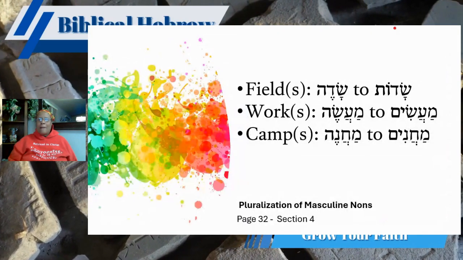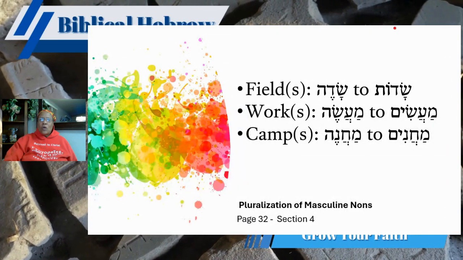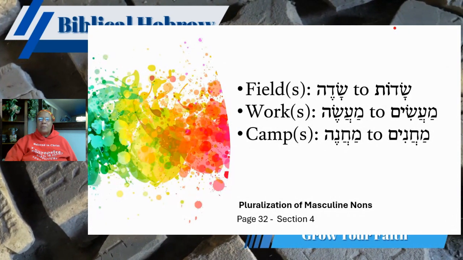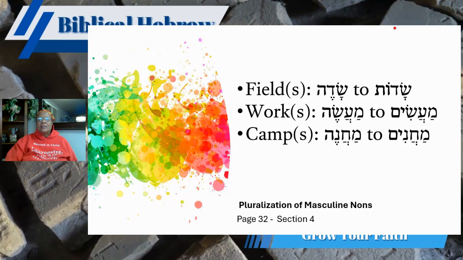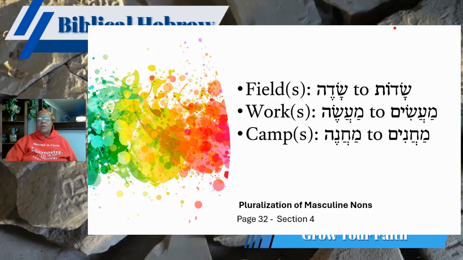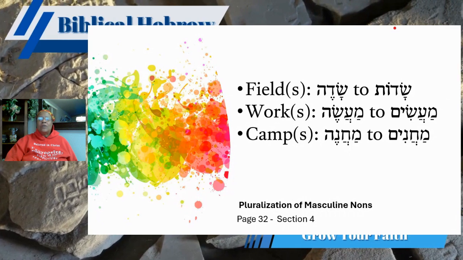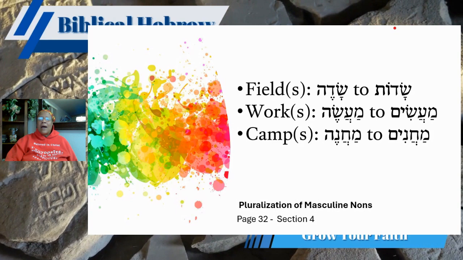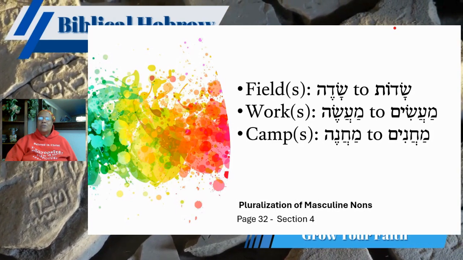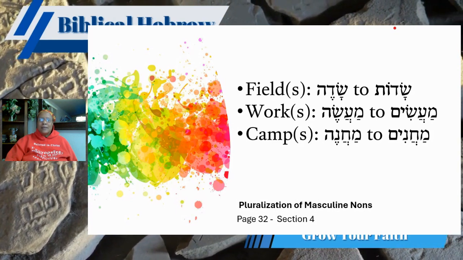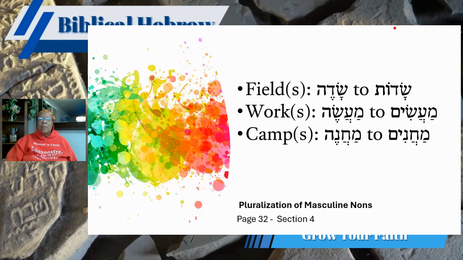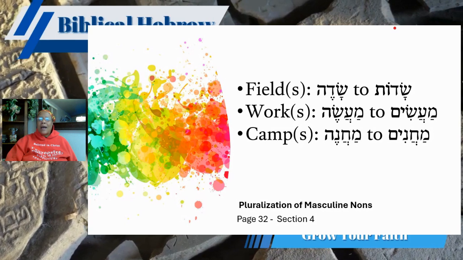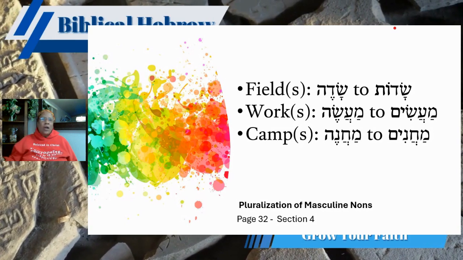Okay. All right. So we're looking at three words: fields, work, and camps. And we're looking at sadeh to sadot. Now notice the next two words, because it has a masculine ending. Ma'aseh to ma'asim, for works. Machaneh to machanim, for camps.